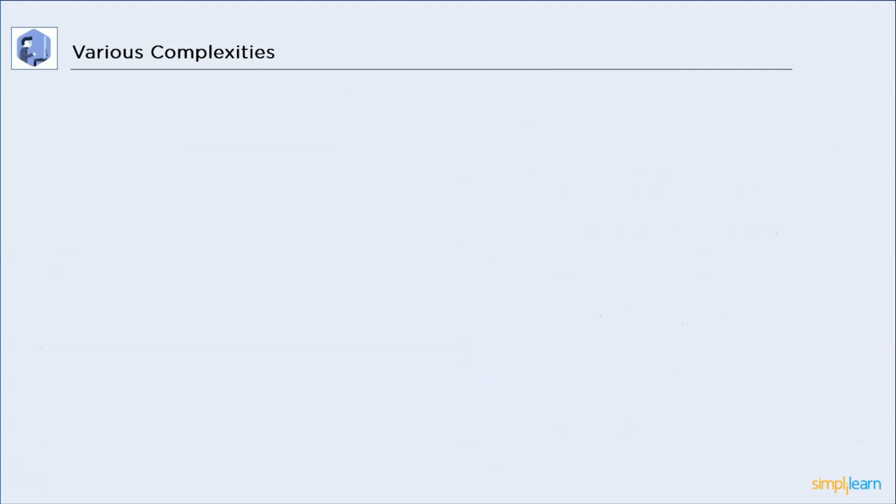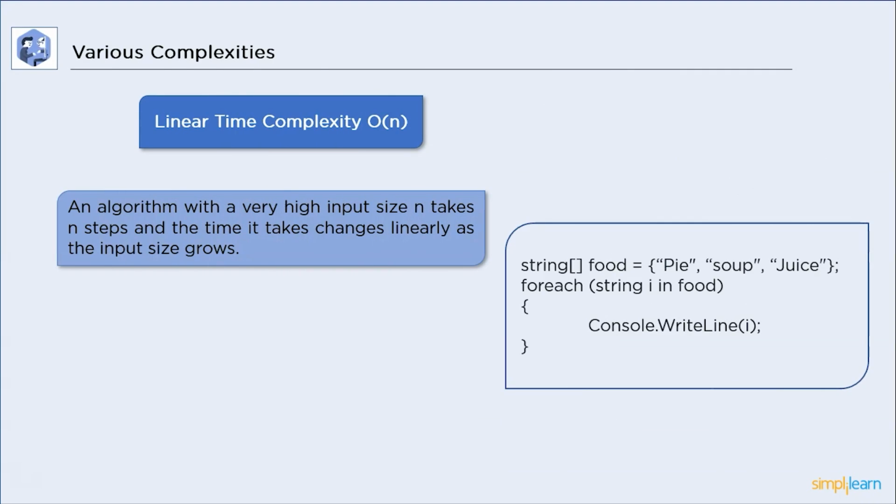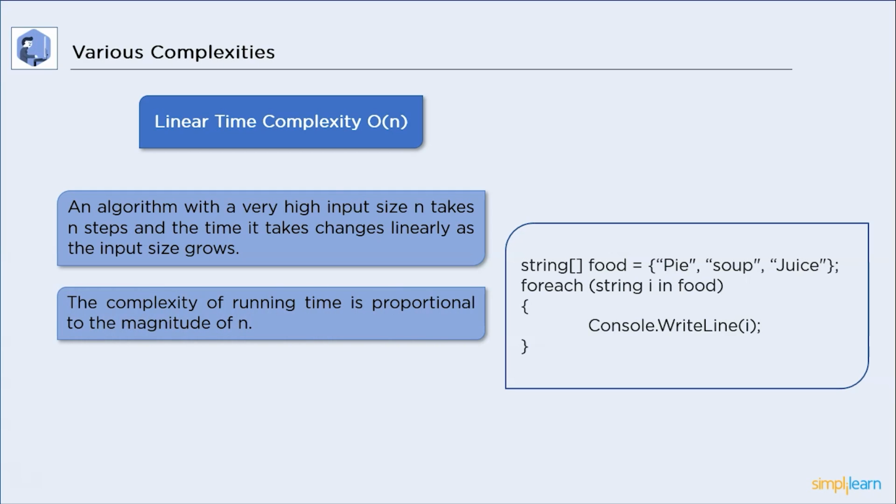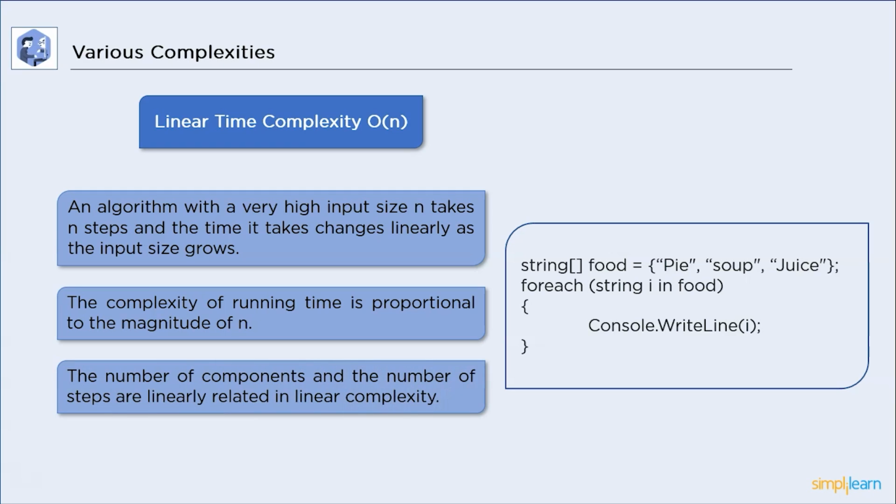Next up is linear complexity. When an algorithm executes n steps for an input of size n, where n is a very large number, the time consumed by the process changes linearly as the input size rises. The algorithm is said to have a big O of n complexity. To execute an operation on n items, it takes about the same number of steps as the number of elements. Linear complexity denotes a relationship between the number of components and the number of steps.